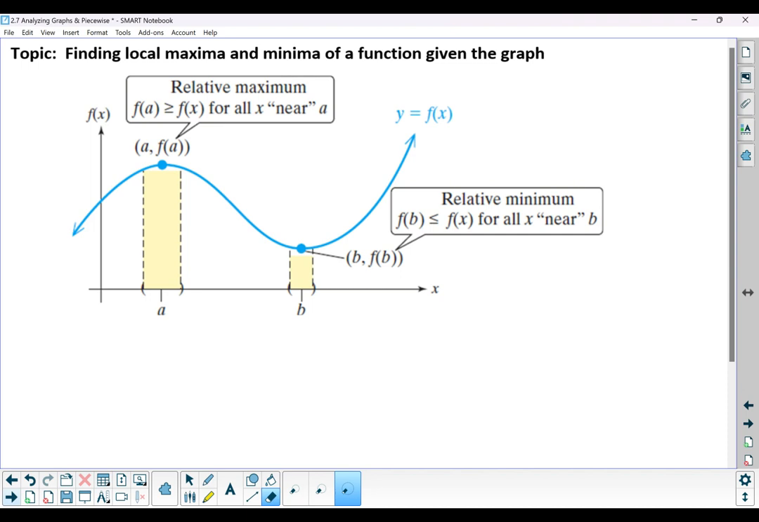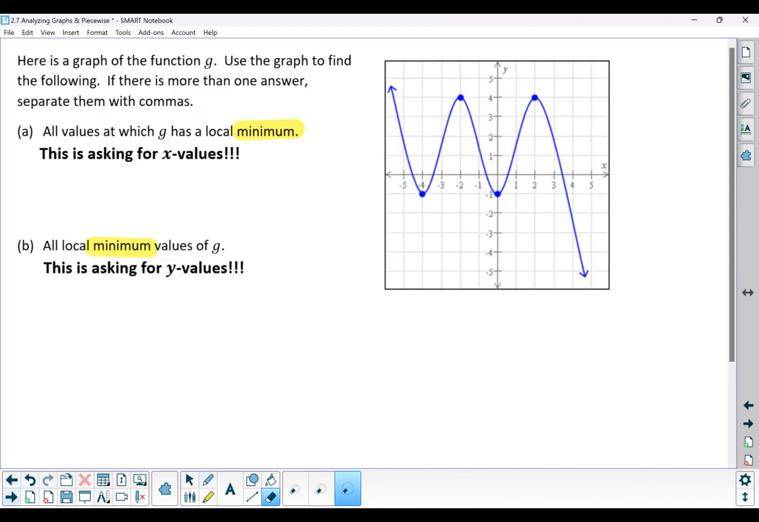A relative max or a local max is a high point on the graph. So it doesn't have to be the highest, it just has to be a high point compared to the values around it. So you can see that this is a high point compared to the values around it. And in this case, it's high compared to a pretty big interval, but it can be a very small interval as well. It just has to be a high point. Relative min or local min would be a low point on the graph.